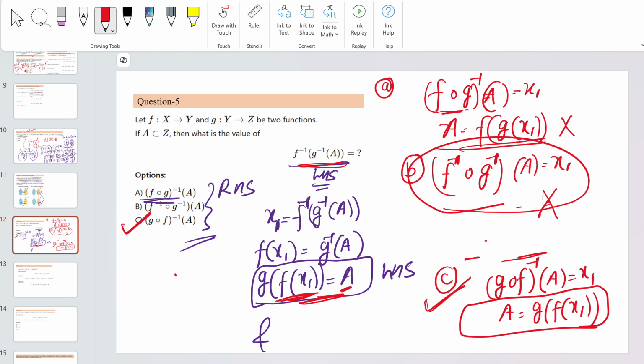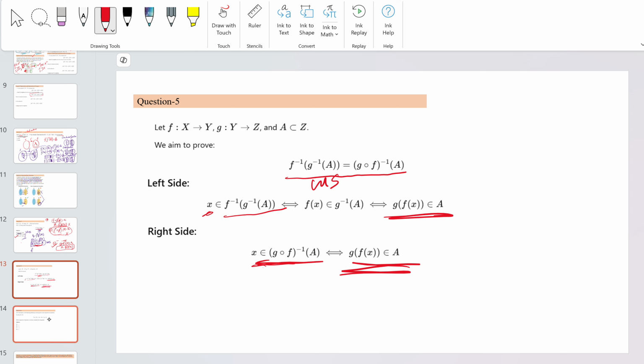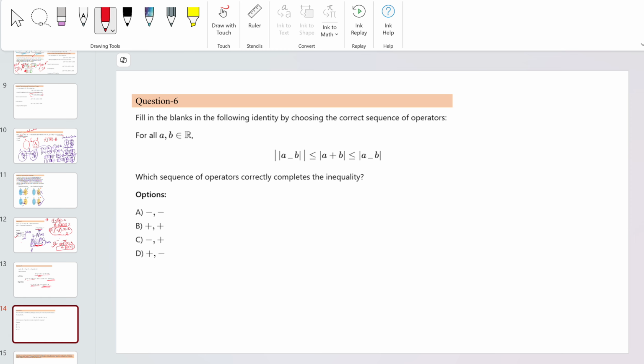Okay. Here also, if you see that f inverse g inverse of a is equal to g of f inverse of a, which we are aiming to prove. Suppose x is equal to this LHS side, it will be simply equal to f of x belonging to g inverse of a, or g of f of x belonging to a. And here if you see, x belongs to g of f inverse, so simply it is equal to g of f of x belonging to a. Okay. Let's move forward and try to solve this problem.